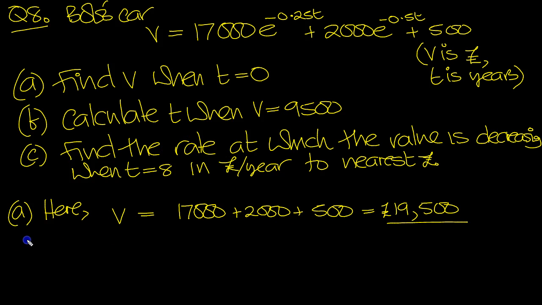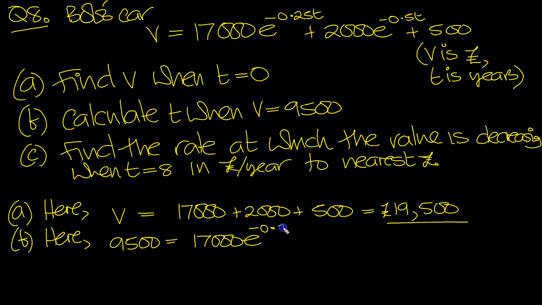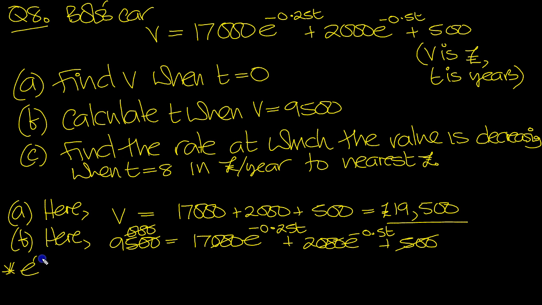Calculate T when V equals £9,500. 9,500 is equal to 17,000 e to the minus 0.25t plus 2,000 e to the minus 0.5t, plus the 500. So if we cross that off with that one, and this will leave thousands, and then if we cross the thousands off all the way through, we can see that we've got, and then multiply by e to the 0.5t, I think.